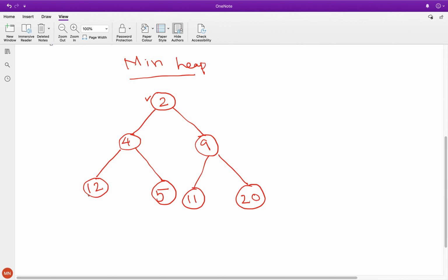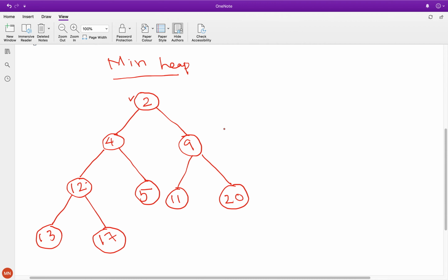Then I can have another number here, let's say I'm inserting a number 13, this is also allowed. I can insert another number here, let's say that is 17, that is also allowed. The only thing that we need to preserve is, if there is an element, then its root should be less than the value at this node, that is, the value 4 should be less than 12. So this is the case of a min heap.